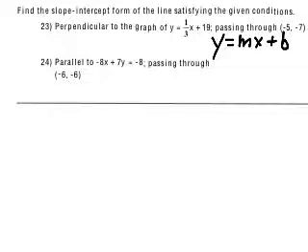The conditions are that we want to find another line. It's giving us one equation for a line, y equals 1/3 x plus 19. And the conditions are that they want a line that's perpendicular to it and that goes through this point. Those are the two conditions. Sounds complicated, but it's not.